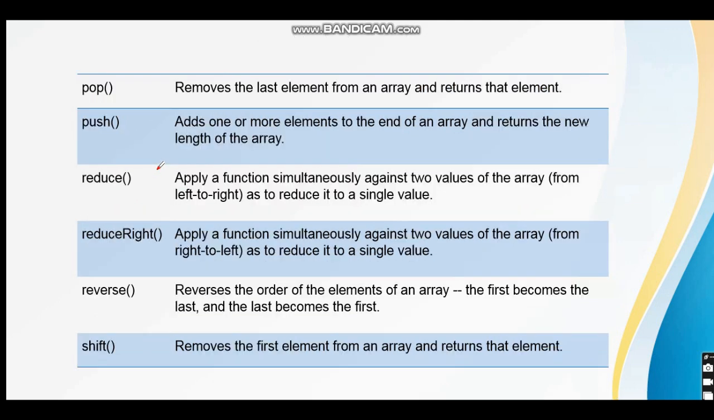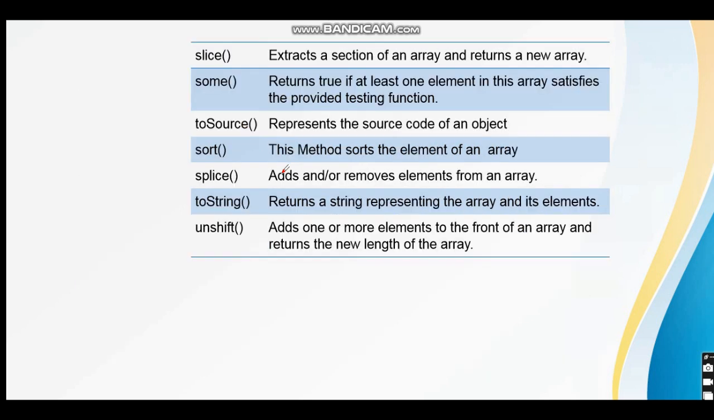Okay, these are the methods like pop, which removes the last element from an array and returns that element. Okay, push is doing what? Adds one or more elements to the end of an array and returns the new length of the array. Is it okay to everyone? So you can try it by yourself. These all are the methods of the object array.